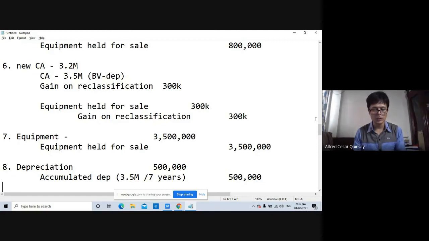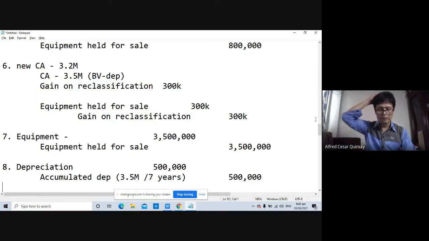Ano nga ba yon? Yung criteria na yon. First, there must be an immediate sale, in the present condition as is, where is, and then it is highly probable. So yon, makaka-classify na siya as held for sale, which is also magiging current asset siya kasi mabebenta siya within 1 year. Simply stated, non-current asset that is already classified as held for sale shall be presented separately as current asset.